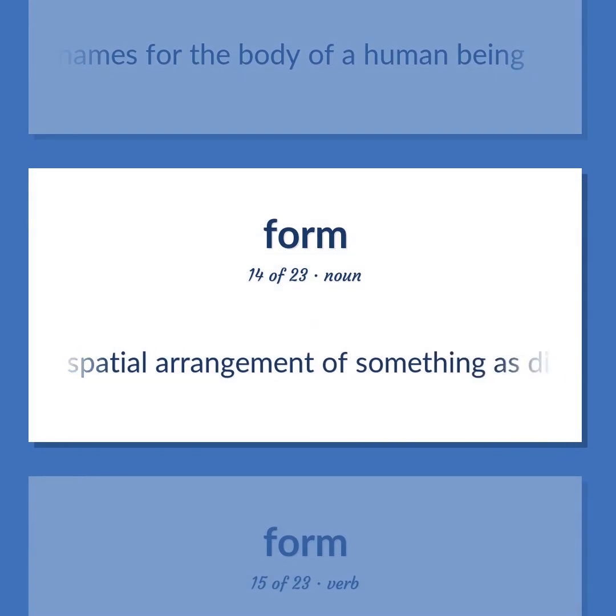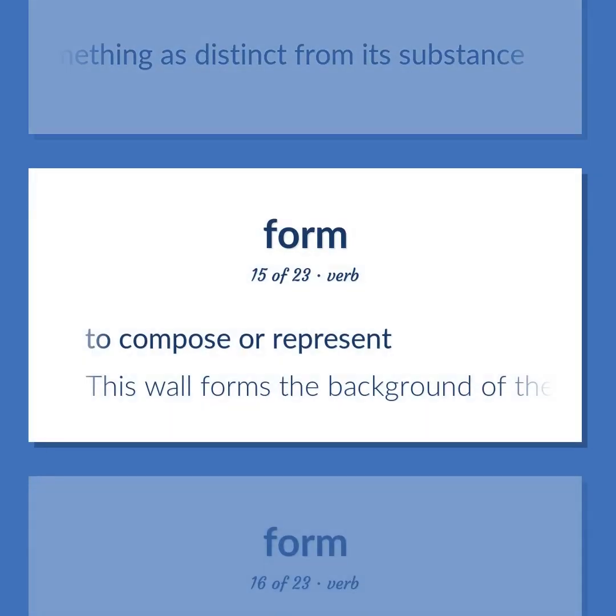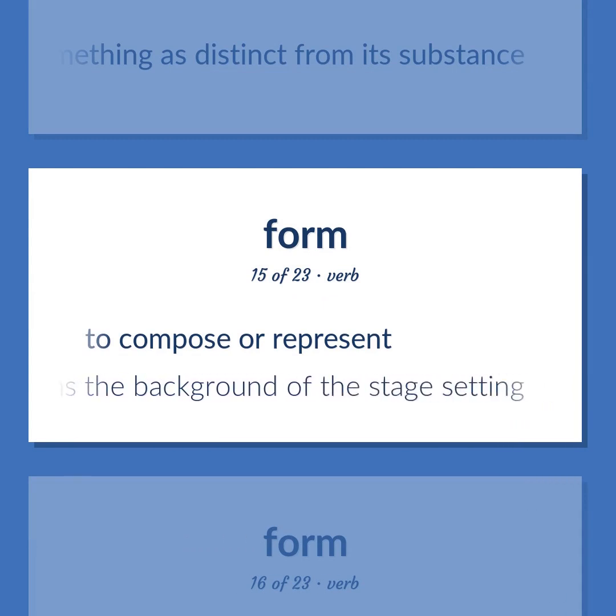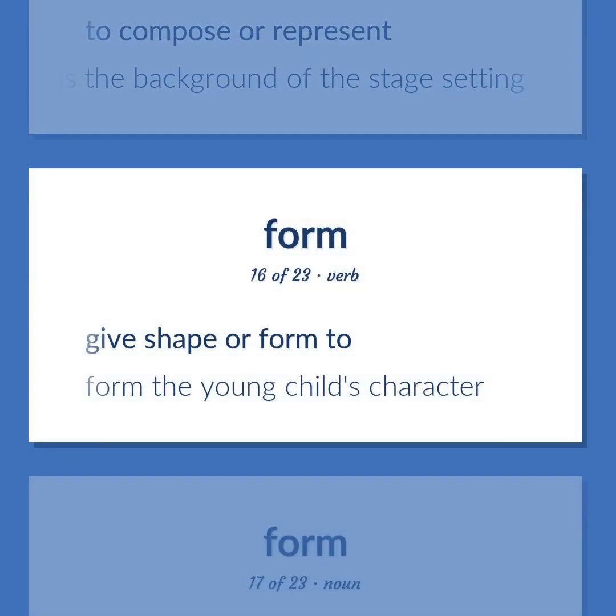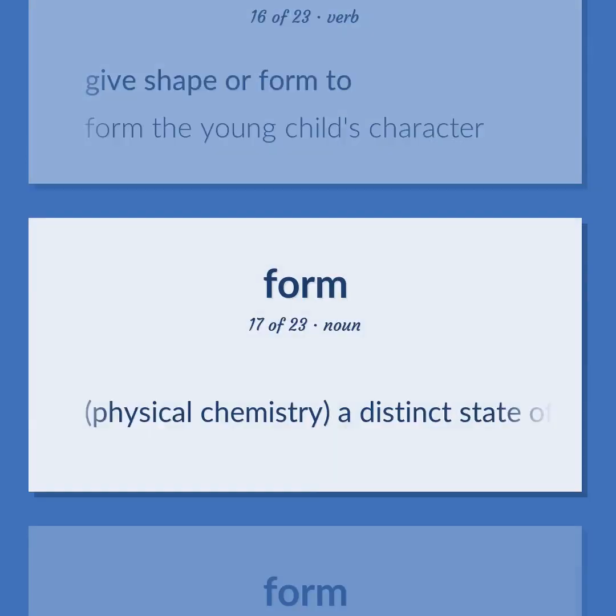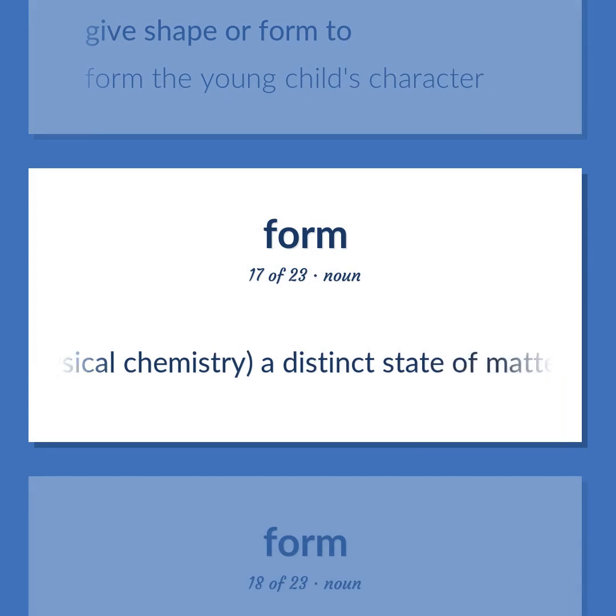The spatial arrangement of something is distinct from its substance. To compose or represent. This wall forms the background of the stage setting. Give shape or form to. Form the young child's character. Physical chemistry. A distinct state of matter in a system. Matter that is identical in chemical composition and physical state and separated from other material by the phase boundary.